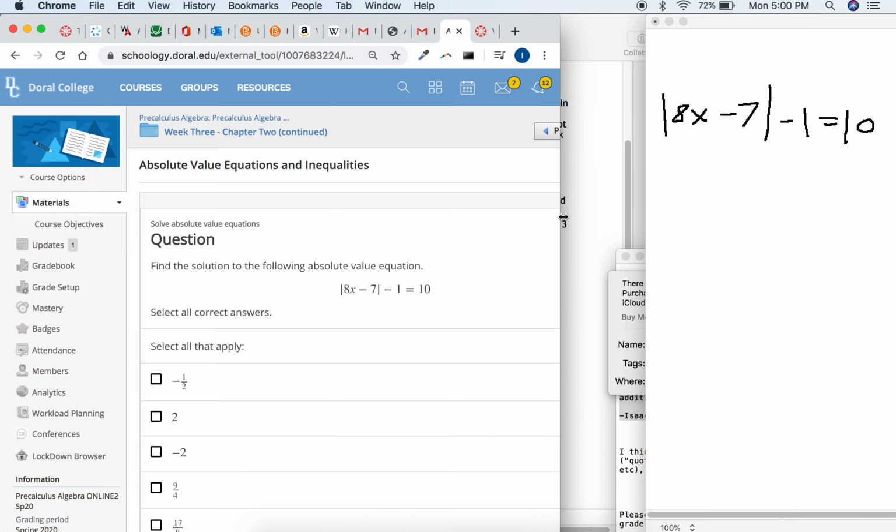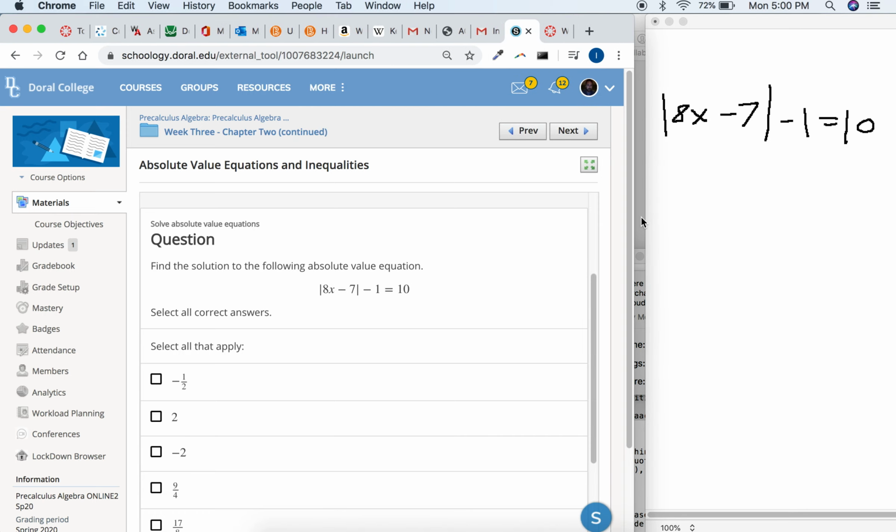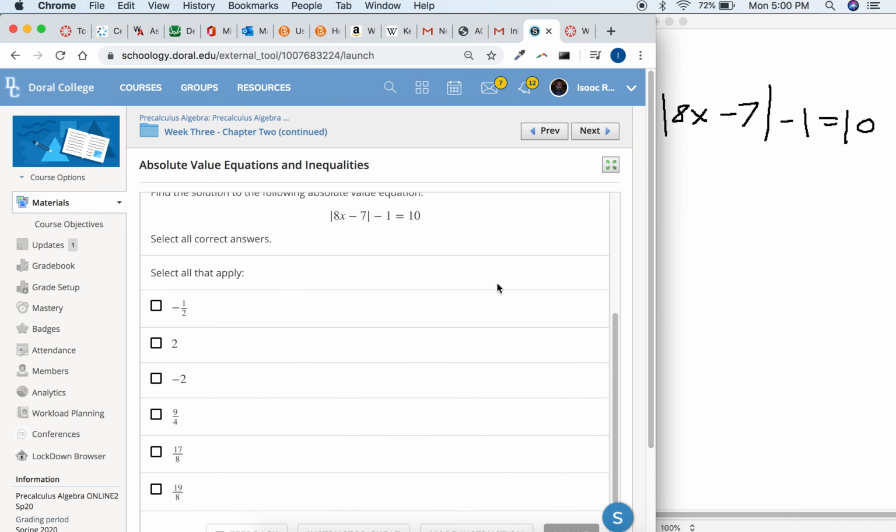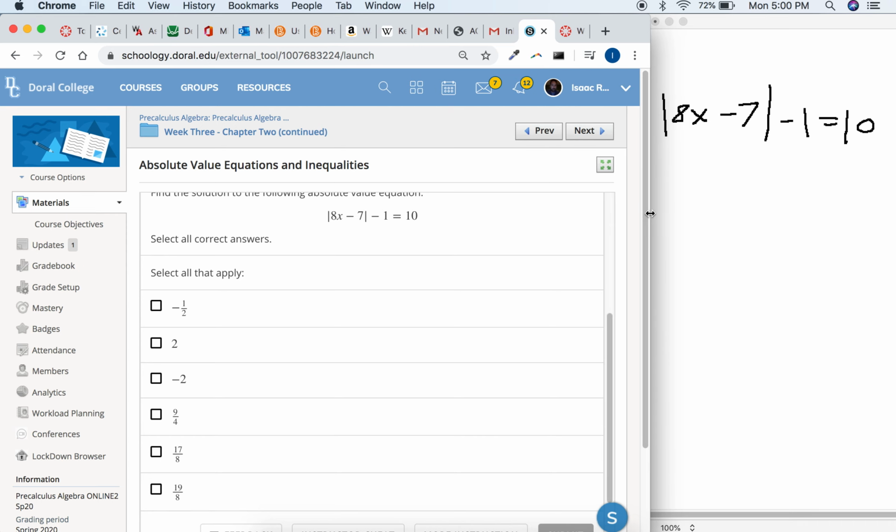Value equations and inequalities. The general idea is to try to get the absolute value by itself first. And then the other thing to watch out for is to make sure to check your answers, because sometimes things get wonky with the negative signs. You're going to want to plug it back in to make sure it makes sense.